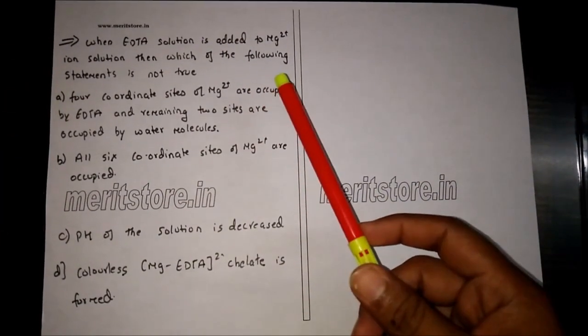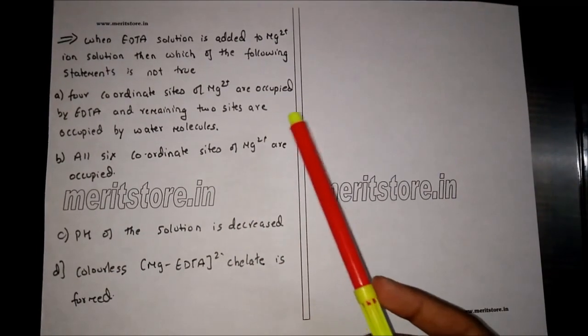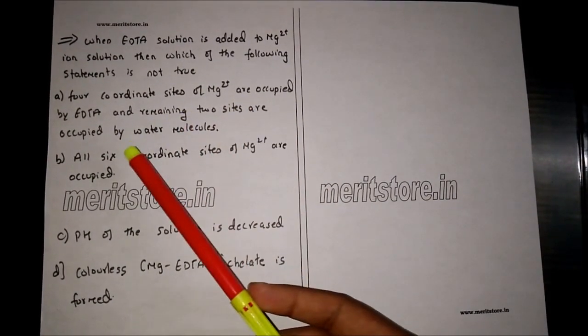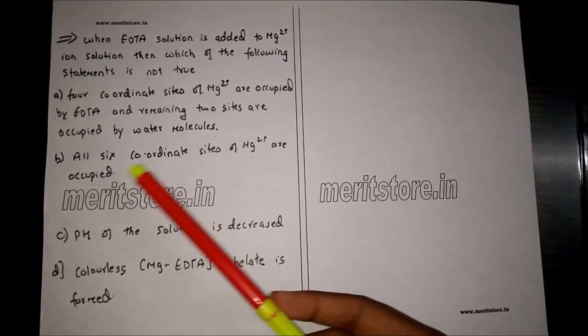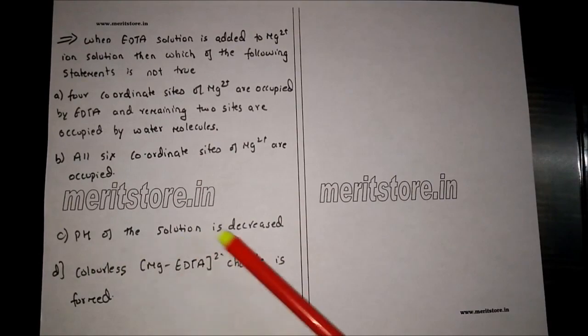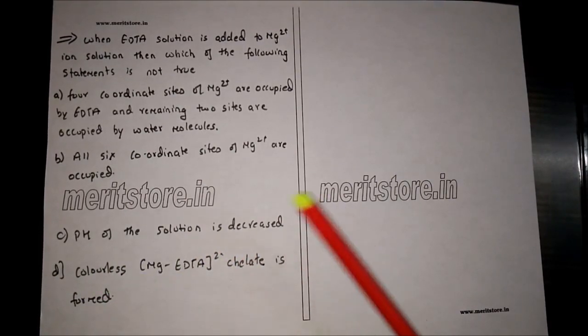If EDTA solution is added to Mg2+ ion solution, then which of the following statements is not true? A. 4 coordinate sites of Mg2+ are occupied by EDTA and the remaining 2 sites are occupied by water molecules. B. All 6 coordinate sites of Mg2+ are occupied. C. The pH of the solution is decreased. Or D. A colorless chelate is formed.